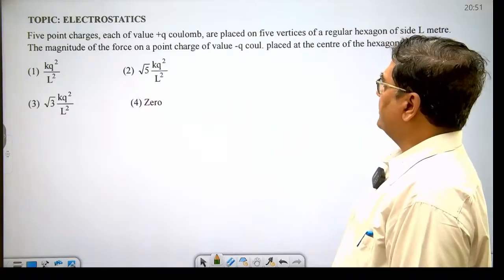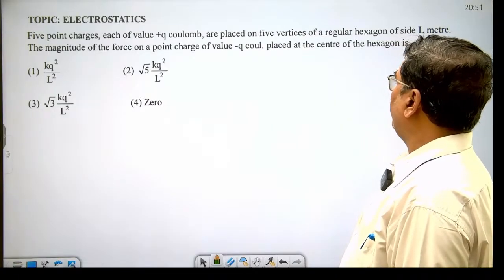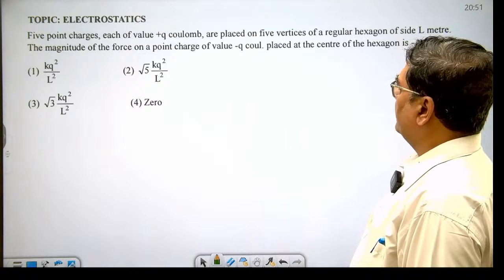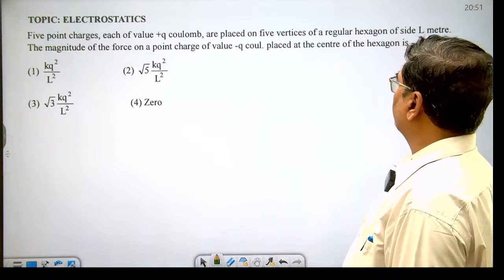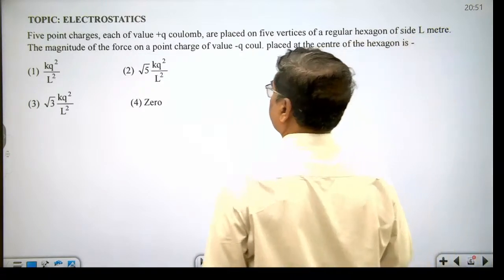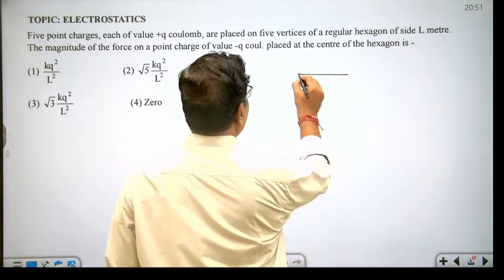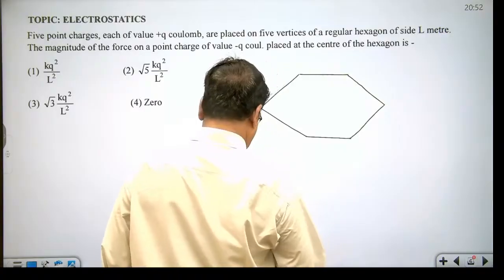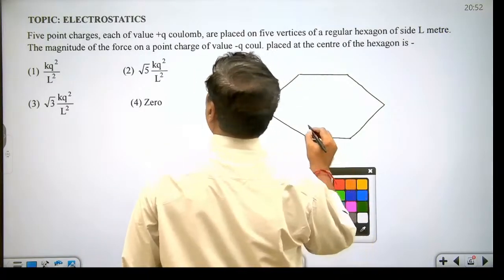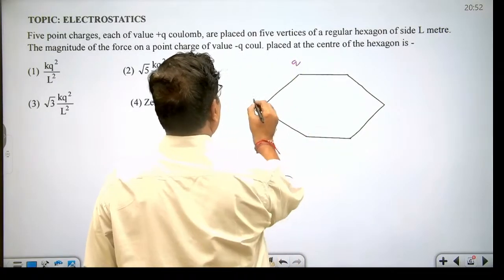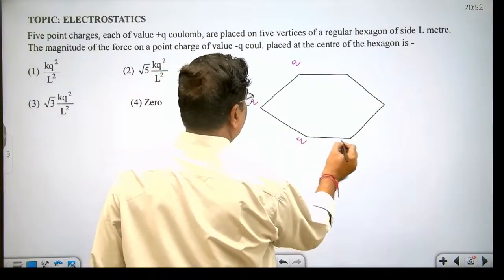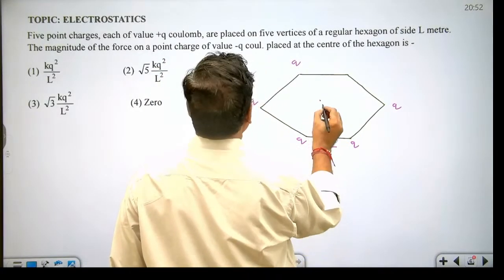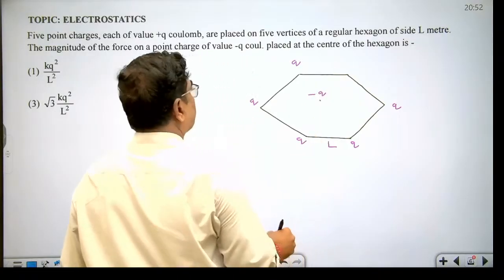Five point charges, each of value plus q coulomb, are placed on 5 vertices of a regular hexagon of side L meter. The magnitude of the force on a point charge of value minus q coulomb placed at the center of the hexagon is. Dear student, this is the situation. Five point charges, each of value q. And now a charge minus q coulomb is kept at the center.